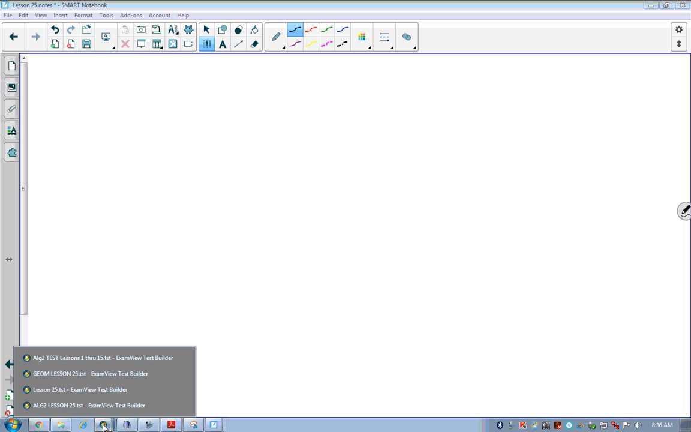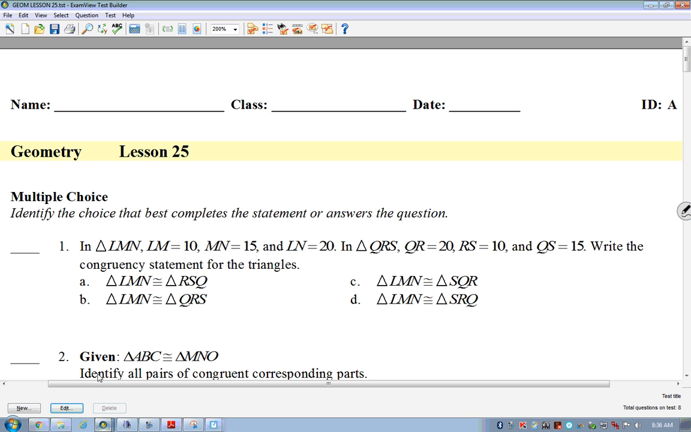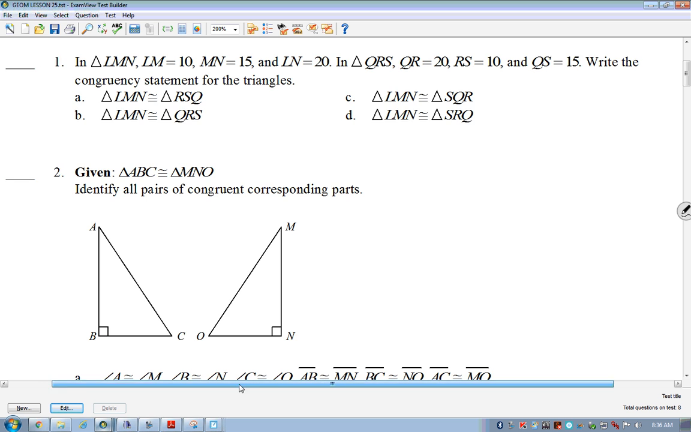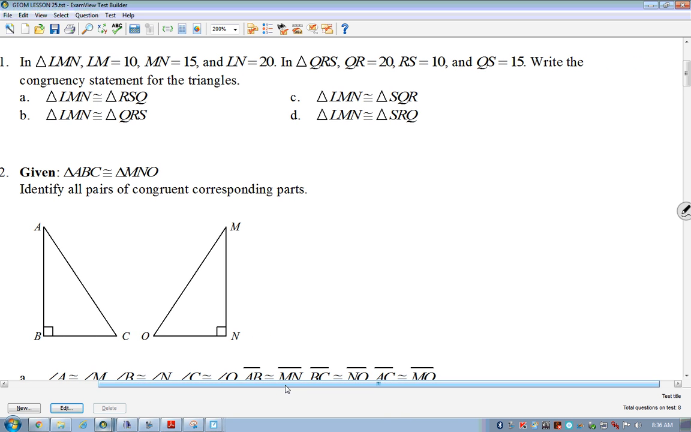All right, so from here, let's look at some questions. Some of this is just strictly going to deal with being able to write congruency statements in correct order. They tell me in triangle LMN, LM is 10, MN is 15, LN is 20. In QRS, QR is 20, RS is 10, QS is 15. We want to write the congruency statement for the triangles and show the correct order. So if they're telling me LMN, I want to know what letter corresponds to L, to M, and to N.